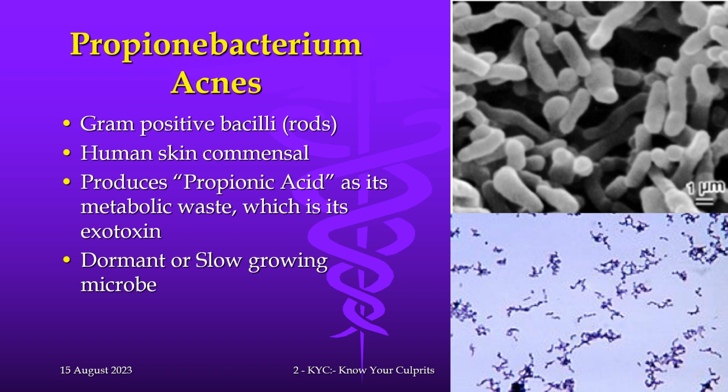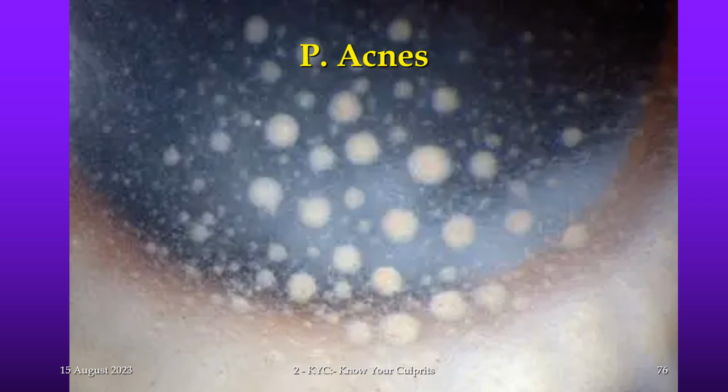It produces propionic acid as its metabolic waste, which is its exotoxin, and hence the name. These are dormant or slow-growing microbes. P. acnes endophthalmitis is almost always late onset, low in virulence, mostly confined to the anterior segment, most often showing mutton-fat-like deposits on the endothelial surface of the cornea.